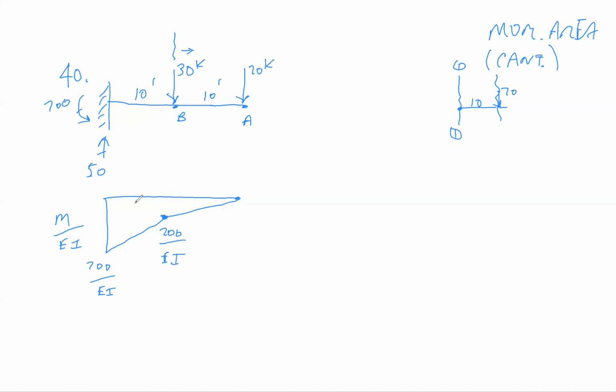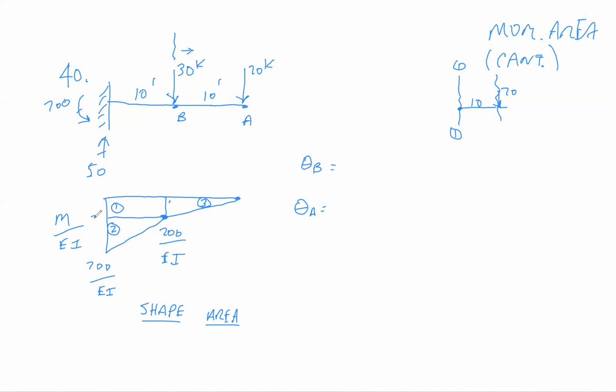Now you could do this with two triangles if you want, but since we're interested in slope at B and slope at A, and then deflection at B and deflection at A, we want to divide everything at those points. So I'm going to do shapes like this, and I'll call this shape 1, this shape 2, and then shape 3.